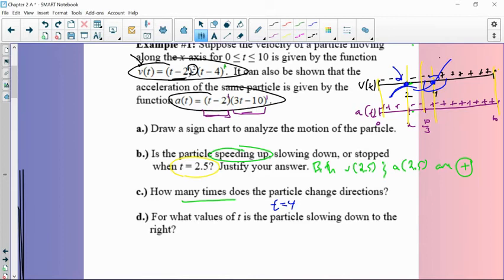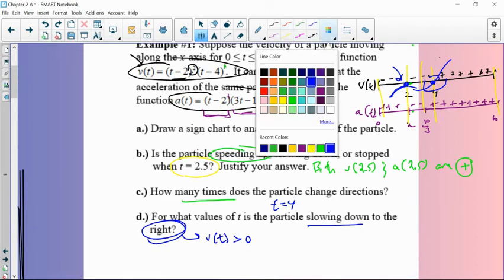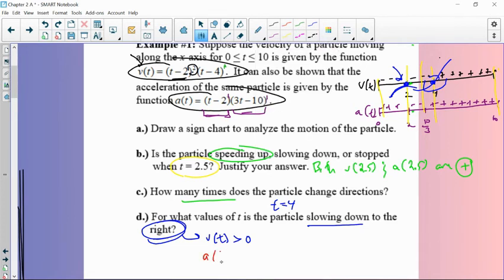Okay, now, slowing down to the right. So immediately I'm thinking of the motion to the right. If I'm moving to the right, that means I need to have positive velocity, because remember, velocity determines direction. Now, slowing down, so I need to make sure that my acceleration has the opposite sign. So if my velocity is positive, then I better make sure my acceleration is negative. If I can find a region that satisfies both of those conditions, then I know it's slowing down to the right. So I'm going to start with velocity first, and velocity is positive from 4 on.